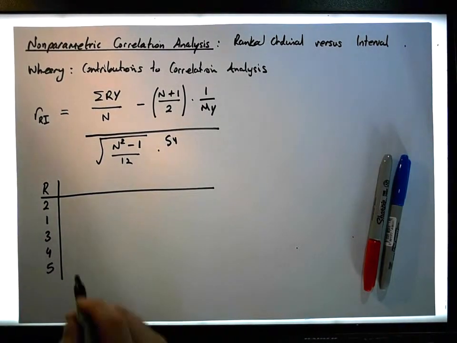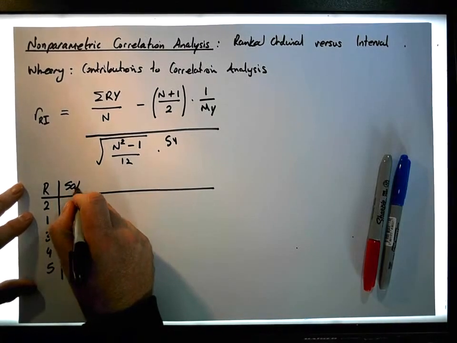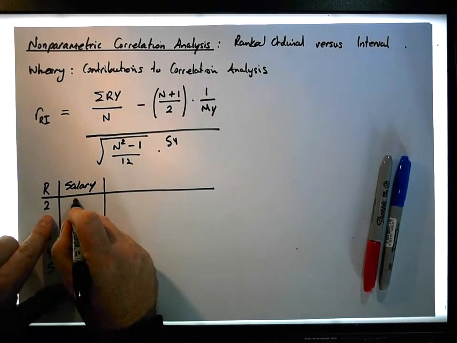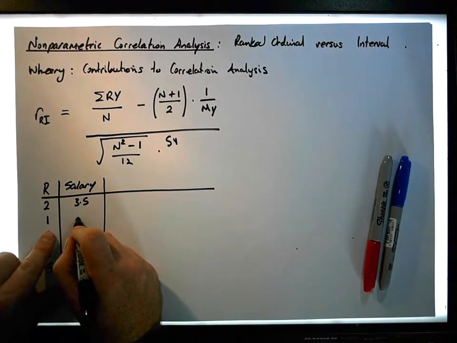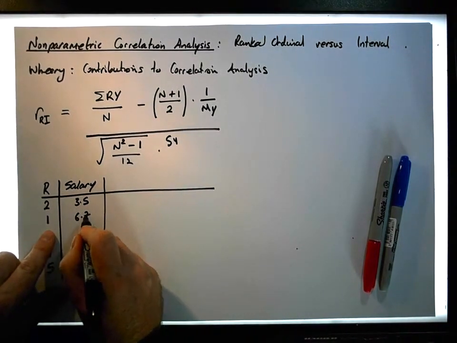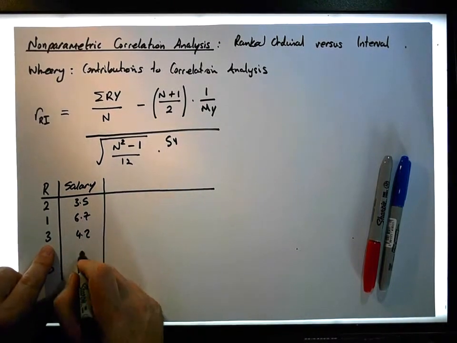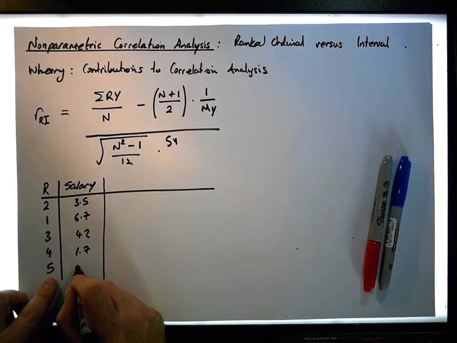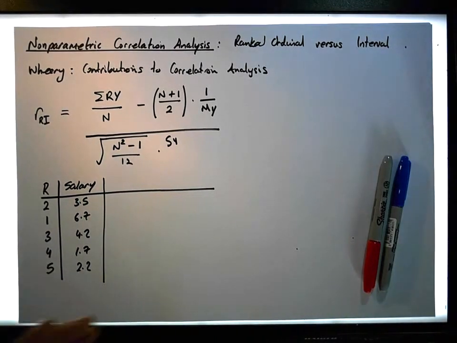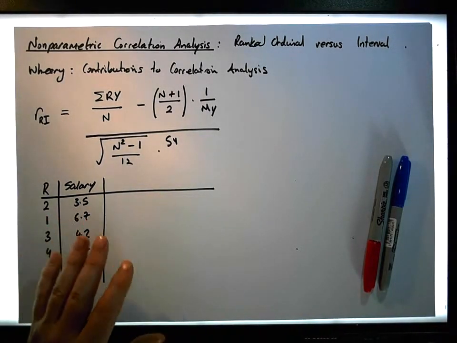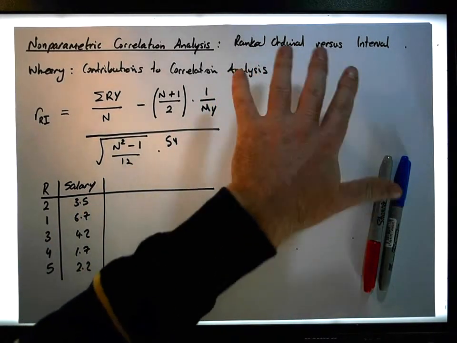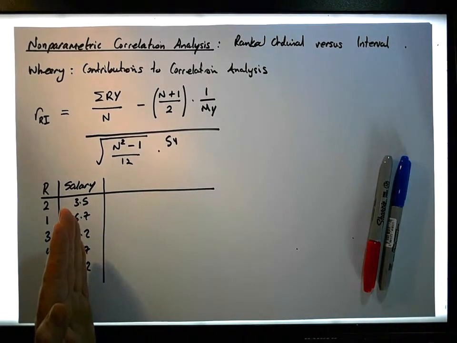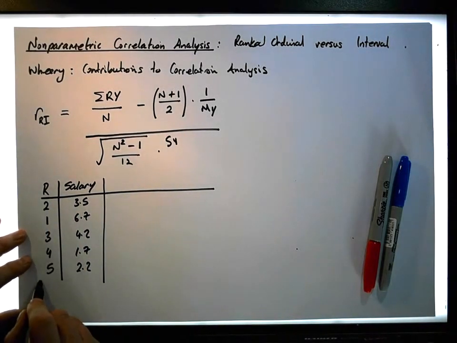And then what we also kept track of was the salary associated with those particular golfers. So we have their salaries. The first golfer earned 3.5 million. The next golfer, who was ranked number 1, earned 6.7 million. The next one, 4.2 million. The next one, 1.7 million. And then the next golfer, who was ranked 5th, earned 2.2 million. And what we want to try to assess here is if there's a relationship, or the strength of relationship, between the world ranking and the salary that the golfer achieved over that particular year.